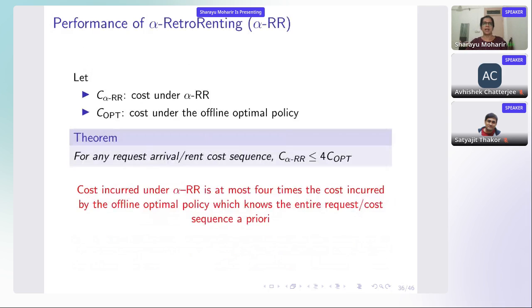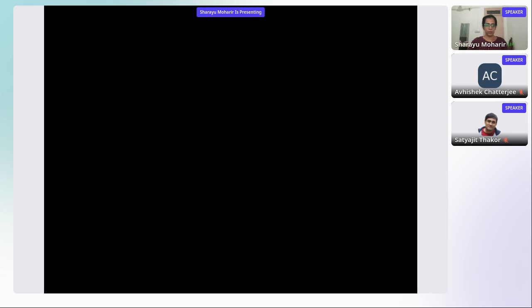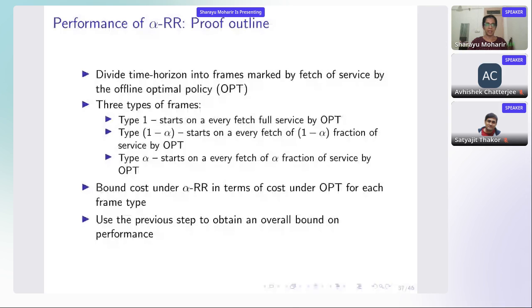Our next result characterizes the performance of alpha RR compared to the offline optimal policy. And we note that alpha RR is 4-optimal. That is, irrespective of the arrival and rent cost sequences, the cost incurred by alpha RR is at most 4 times the cost incurred by the offline optimal policy. I have a proof sketch. I think I'll skip this in the interest of time and go to some simulation results.